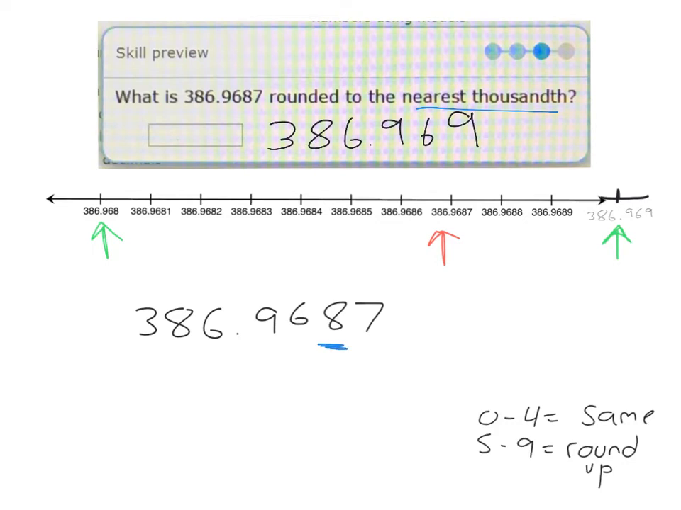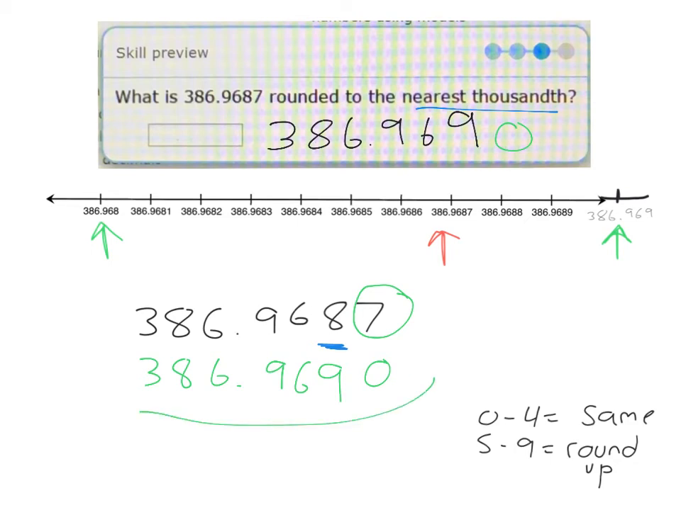Using our rule down here, it wants us to go to the nearest thousandth. So this is the thousandths column. I'm going to circle the digit to the right. It is a 7. That means the 8 is going to go up. Everything to the left stays the same. And if we want, we can put a 0 there. Remember, it doesn't matter if we add a 0 to the end. We've learned that already. And they're the same.